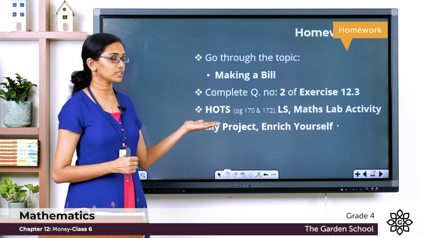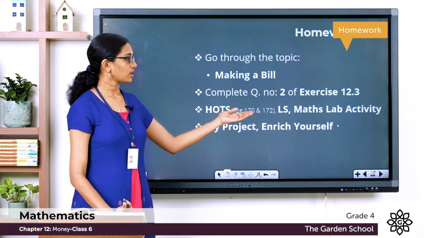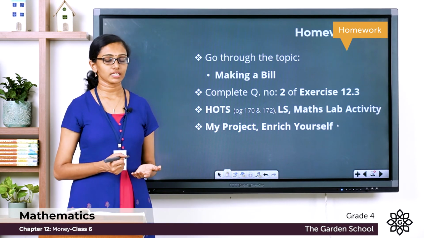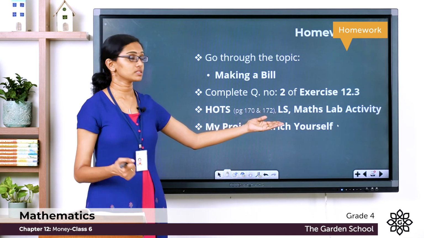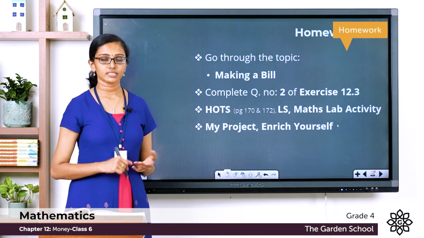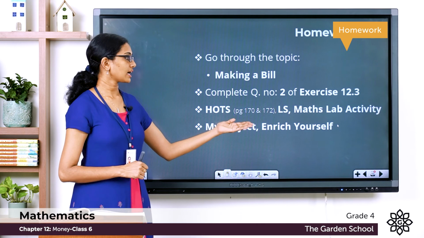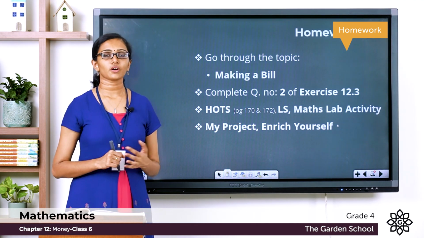There are 2 sets of these questions there, one in page number 170 and 172. And there is a life skills question in page number 171 under the heading LS. In the same page you will see the maths lab activity, and in page number 172 you will see my project and the enrich yourself column. So go through all of these and do accordingly.